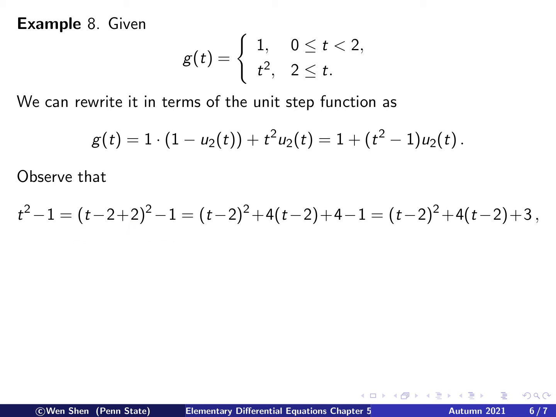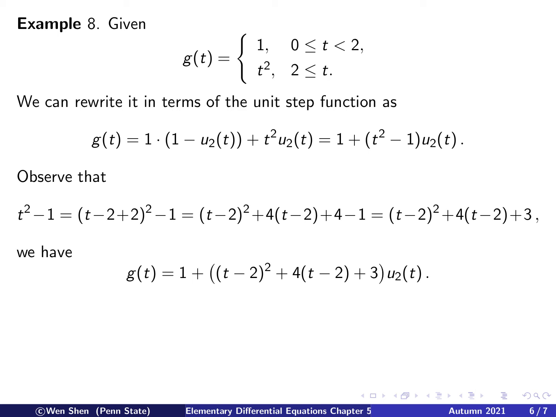And now I treat t minus 2 as a unit, and then I expand this unit plus 2. I expand the square. Then I get (t minus 2) squared plus 2 times 2, 4, (t minus 2) plus 2 squared, 4, minus 1. Okay? And then the 4 minus 1 can be computed, and you get 3. Therefore, it will take this form. Okay, so putting this back, then I see that the g can be written as this.